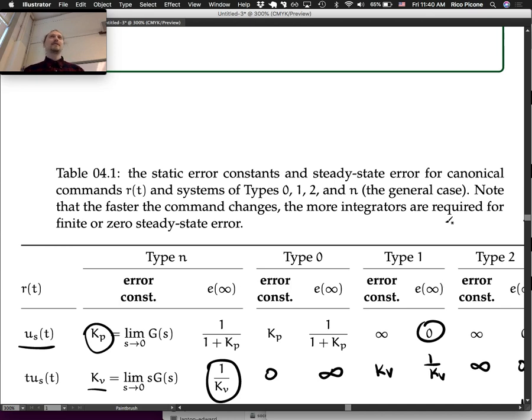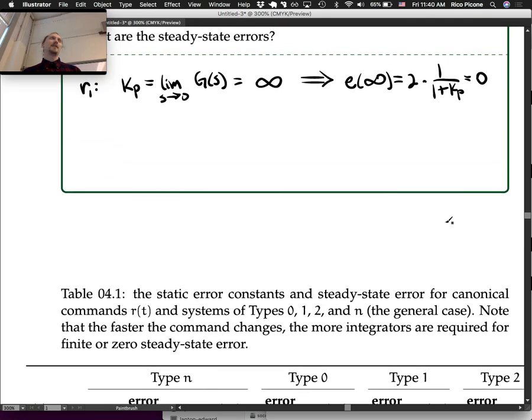So you still get 0. You still get 0, I promise. 0 times 2 is 0.